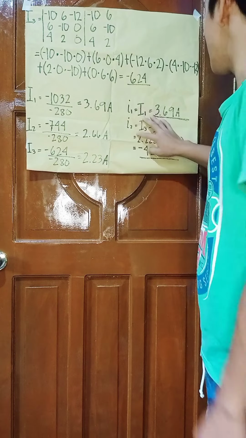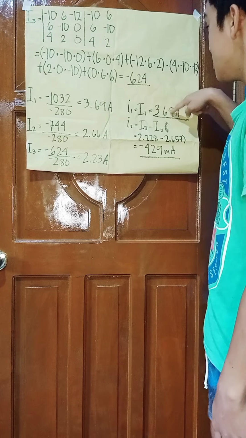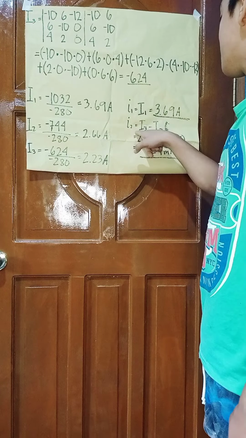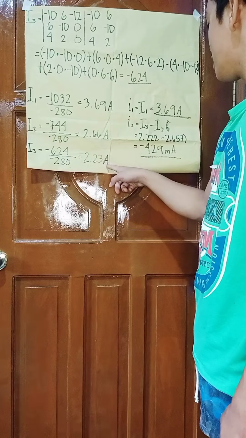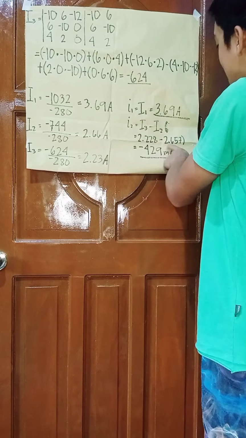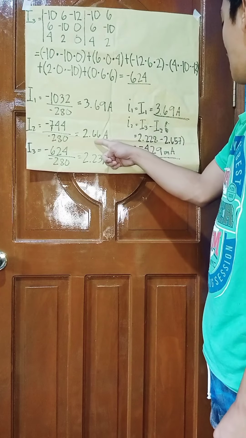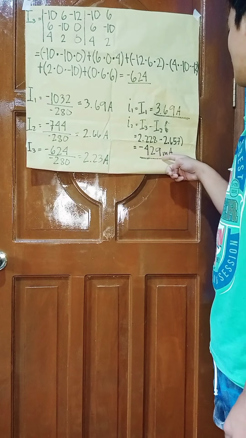So next we can now get the I2. So I1 is equal to 3.69. Then I2 is equal to I3 minus I2. So I3 is equal to 2.23 or 2.228 minus 2.657, the I2. So it is equal to negative 429 milliamperes.